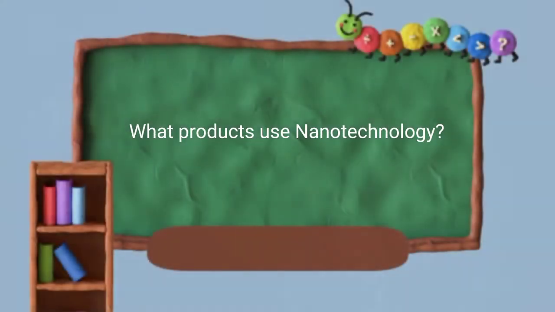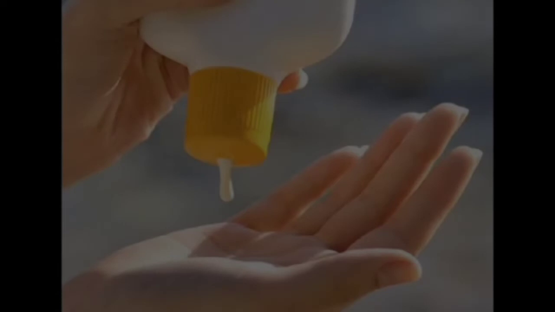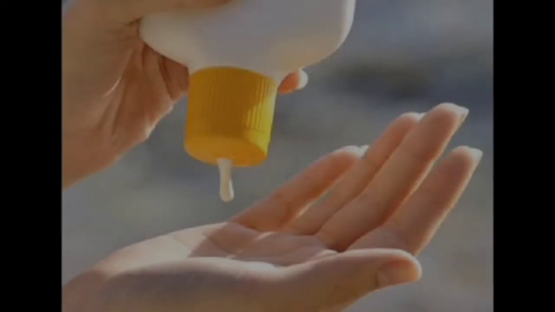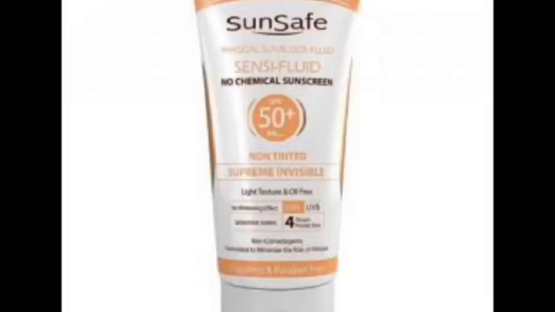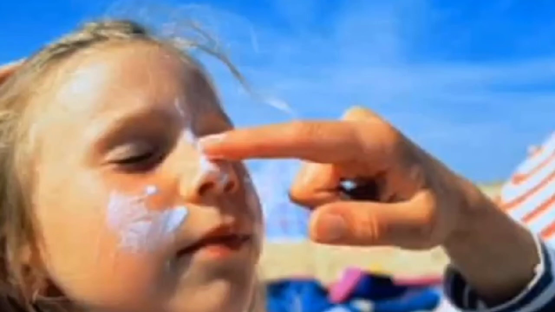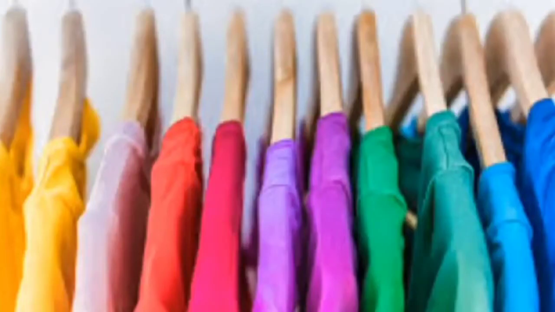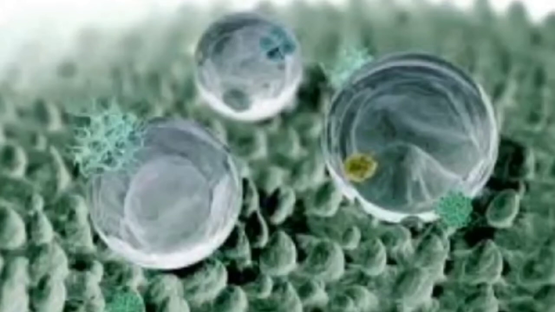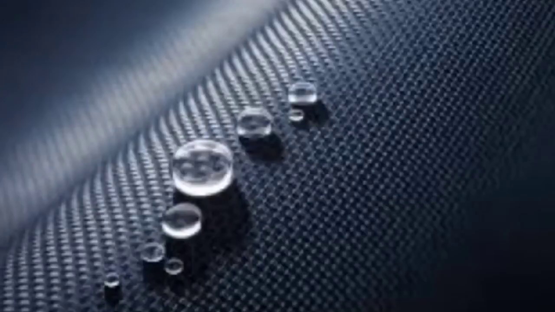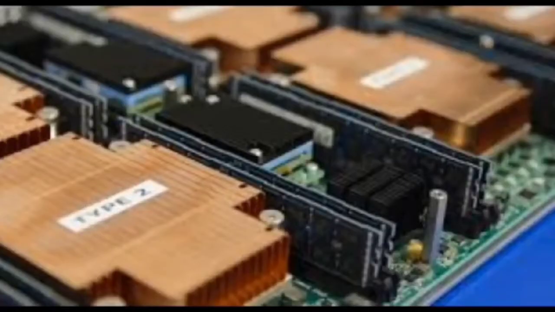What products use nanotechnology? Sunscreen. Nanoparticles have been added to sunscreen for years to make them more effective. Two particular types of nanoparticles commonly added to sunscreen are titanium dioxide and zinc oxide. Clothing. When used in textiles, nanoparticles of silica can help to create fabrics that repel water and other liquids. Last, computers. Without nanotechnology, we wouldn't have many of the electronics we use in everyday life.